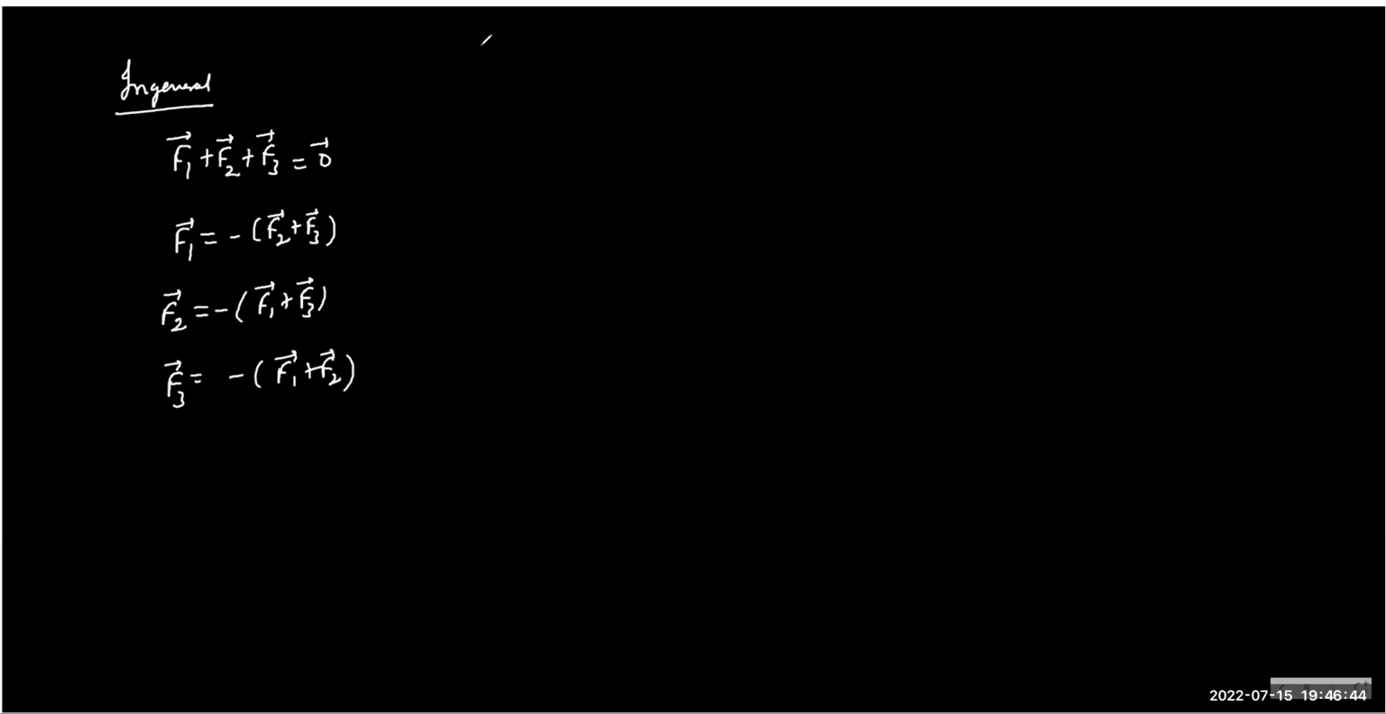So what is the takeaway? What we learned from this simple discussion? That if three vectors or three forces are at equilibrium, then any force will be opposite to the resultant of the remaining two forces, but they will have the same magnitude.